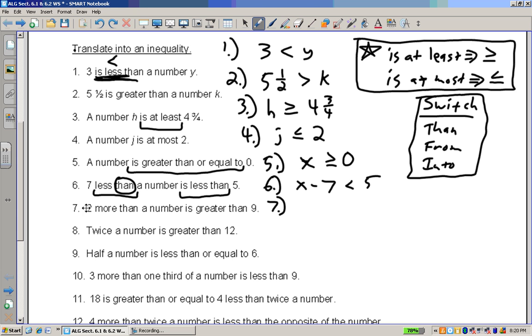Let's look at number 7. 2 more than. So again, same situation. Now, since it's more than, that's an addition situation. I don't necessarily have to switch them, but I'll go ahead because that's just a good protocol to use with the switch words. So 2 more than a number. So we're going to put the number first and the 2 at the end. Again, than being a switch word. 2 more than a number, x plus 2, is greater than 9.